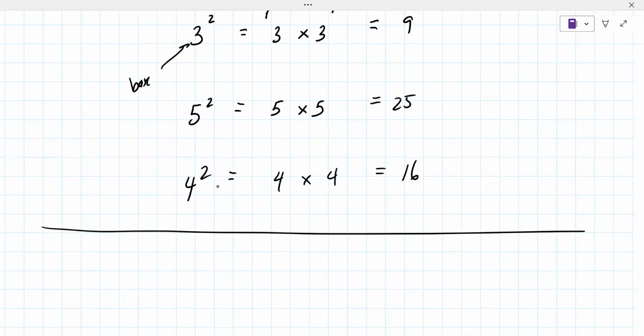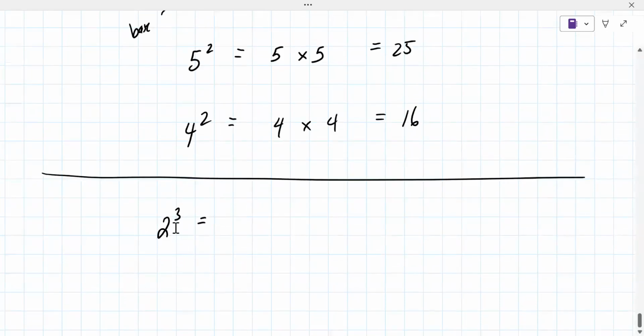Now, what if it's 2 to the power of 3? This is the one that gets confused often. You take that base, 2 times 2 times 2. Try again. It would be 4, 2, 8.